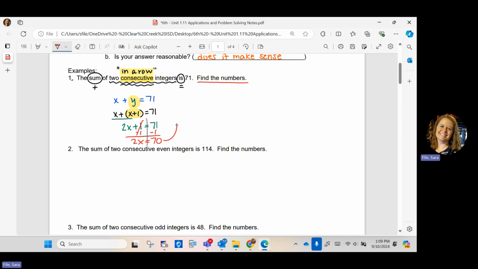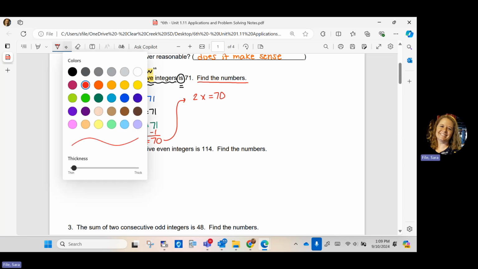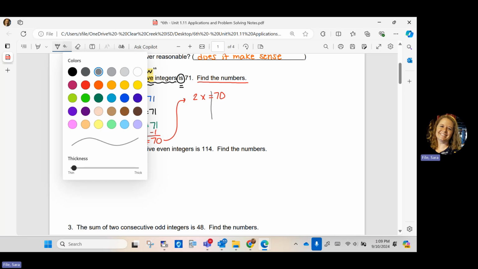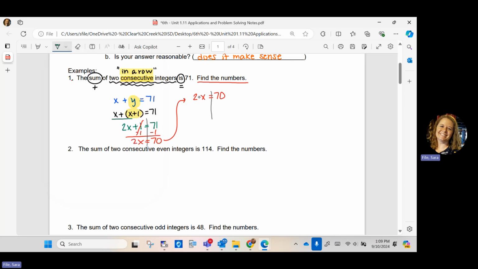Okay, I'm going to come up here since I ran out of room. So I've got 2X equals 70. I still am going to do opposite operation to move the 2 away from the X. The 2 is being multiplied. So what's the opposite of multiply? Okay, so this time we're going to divide the coefficient out. And then y'all will have your 4-function calculators. You don't have to do this in your head, but it comes out to 35.